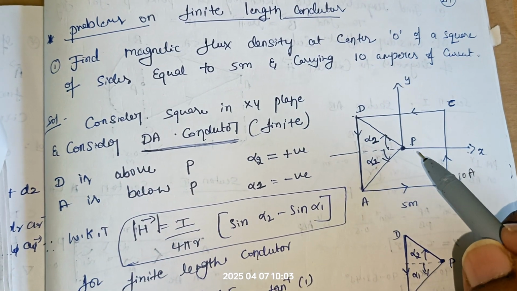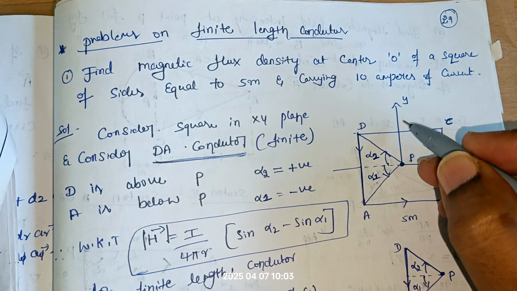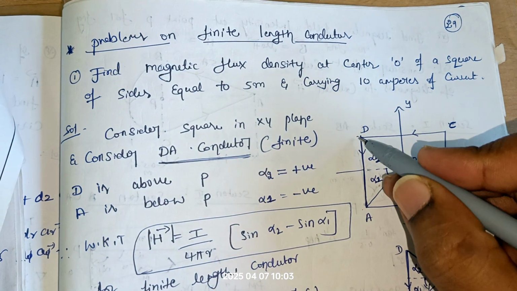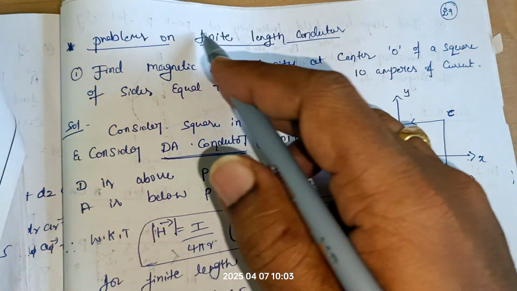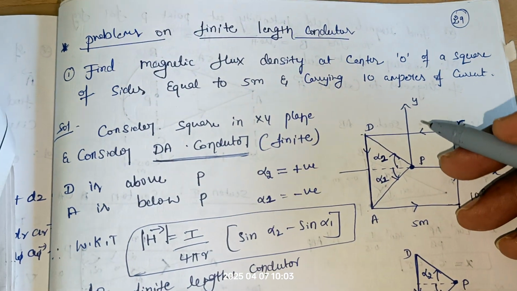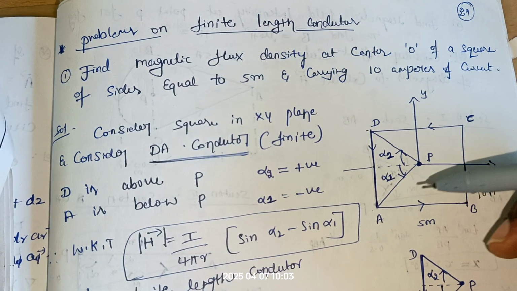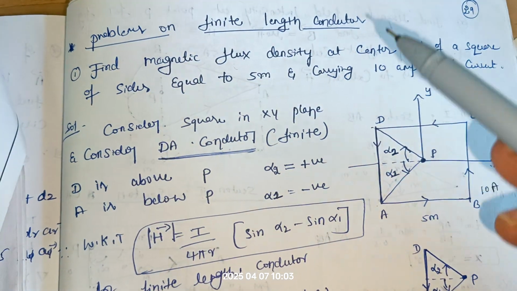Okay, so consider a DA conductor. I am considering this DA conductor, which is parallel to the y axis, which is a finite length conductor. So this is a problem on a finite length conductor. We have finite length as well as infinite length. So we should consider a finite length conductor here because it is telling about 5 meter length.